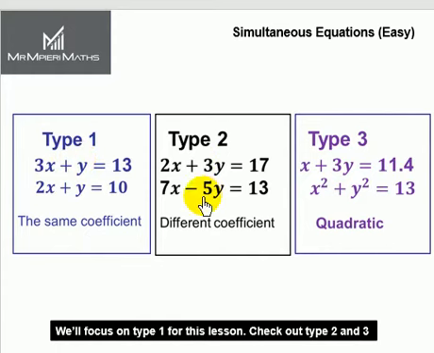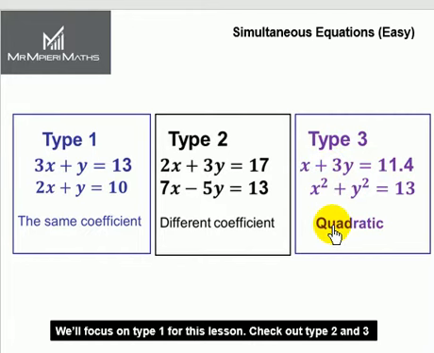Type 2 is where the coefficients are not the same. If you look at the coefficients of y, they are not the same. If you look at the coefficients of x, they are not the same. So type 2 is the one we'll be looking at later. Type 3 is the one we call quadratic, one linear and one quadratic. Again, we will look into that.